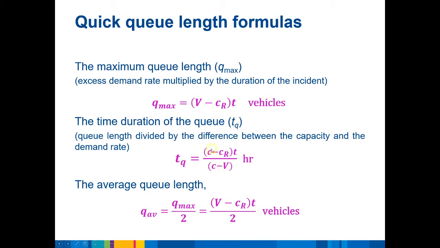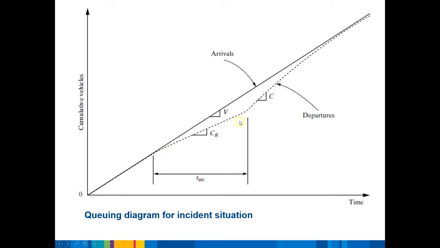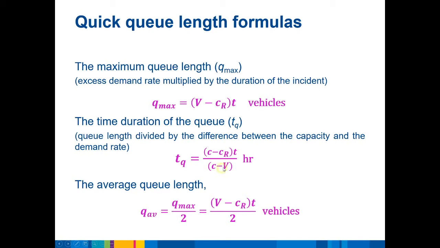And this up here is how quick the queue was forming. Just to go back to the previous slide again, this is the queue forming, this is the queue clearing. Both of these figures relate to V, and they relate to the total time, and that's what you can see in there. We also have the average queue length. This is simply the total queue divided by 2, so Q max divided by 2, pretty straightforward.